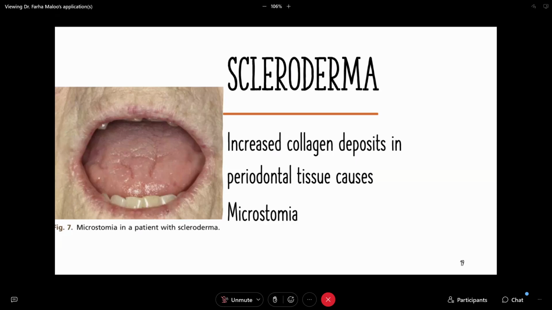Scleroderma causes typical increased collagen deposits, which occur in the periodontal tissues as well as around the commissure and the angle of the mouth. This results in microstomia or decreased mouth opening.